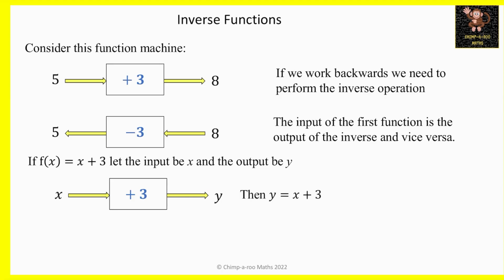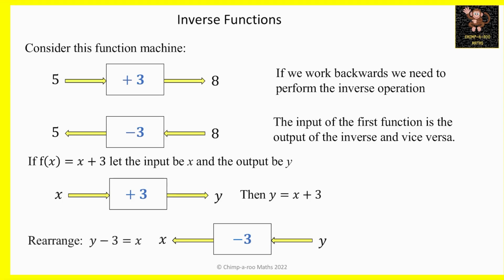If we now work backwards, we subtract 3, so y goes in, subtract 3, x comes out. So x is equal to y subtract 3. In function notation, to denote the inverse of f of x, we use the minus 1 exponent. So we write f to the minus 1 of x is equal to x take away 3.